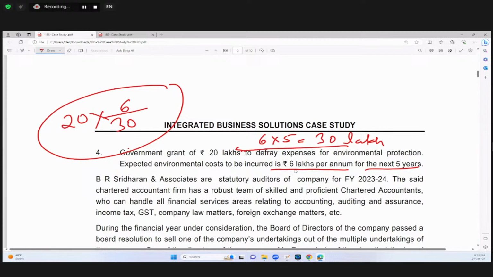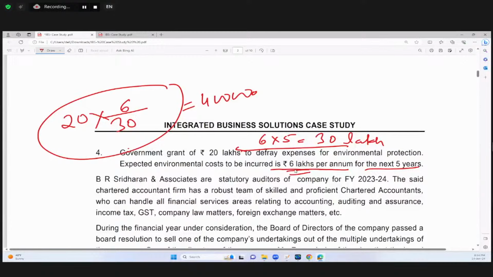Okay, so this will be charged every year to your statement, this will be recognized every year to your statement of profit and loss. Now, there are two presentation ways. Like we were seeing in the second grant, there are two ways of accounting. Here, there are two ways of presentation for such kind of grant. One is that you charge 4 lakh as income and 6 lakhs as your expense, which you are going to incur every year.